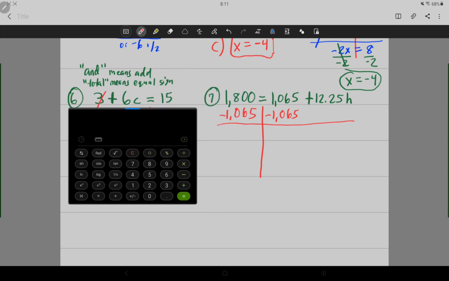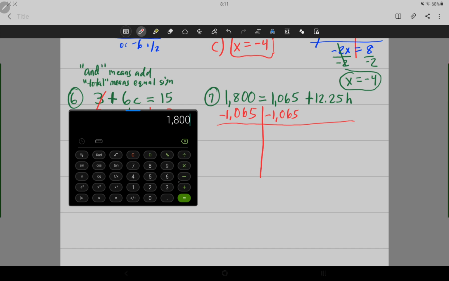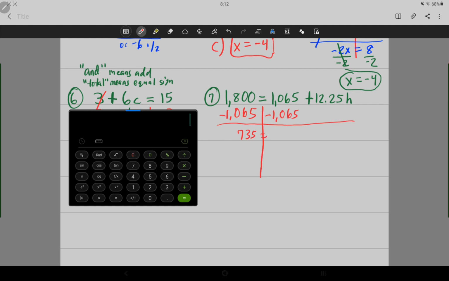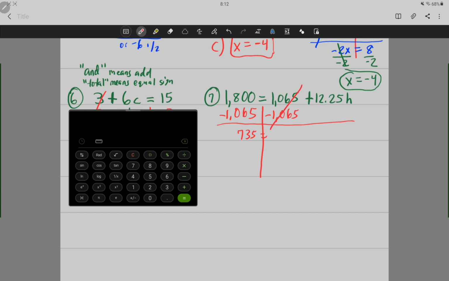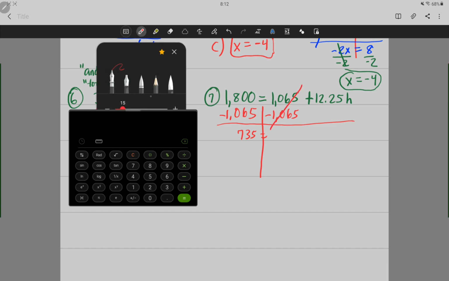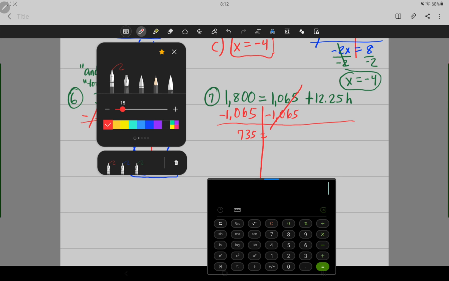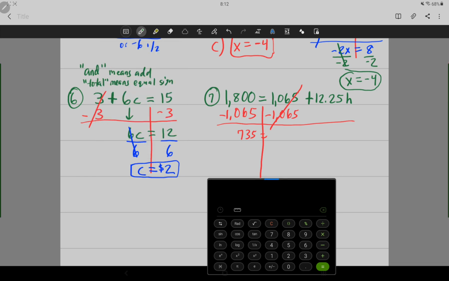Let's just double check. 1800 minus 1065. Yep, 735 equals. So now right side, 1065 minus itself is 0. Just cancel it out. We haven't used our 12.25H yet, so let me slide that over. Let's just bring that down.